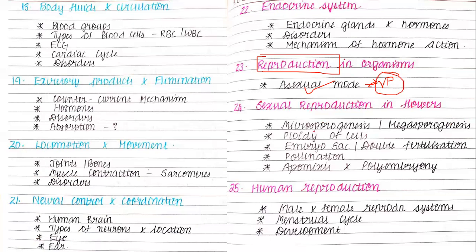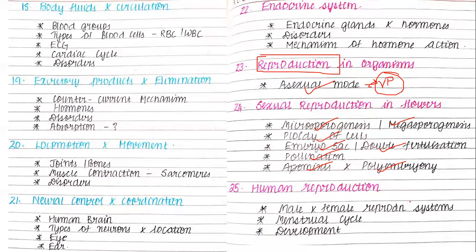Sexual reproduction in flowering plants: microsporogenesis, megasporogenesis, ploidy of new cells, MMC, PMC, synergid, antipodal, egg, ovum, polar nucleus, secondary cell. Everything important. Embryo sac and double fertilization, pollination, autogamy, cleistogamy, chasmogamy, xenogamy. Okay, and apomixis and polyembryony. That is in citrus, it is due to nucellar polyembryony, or is it from some other parts? Embryo developing, how is it developing?